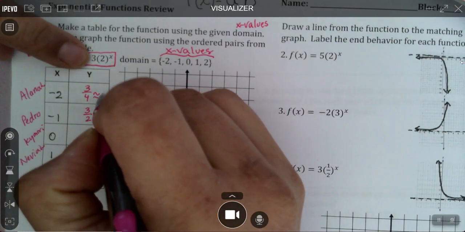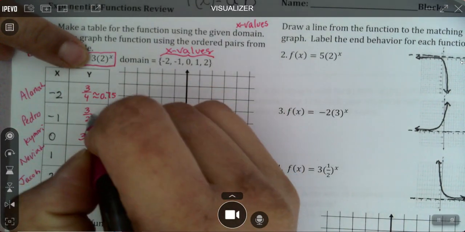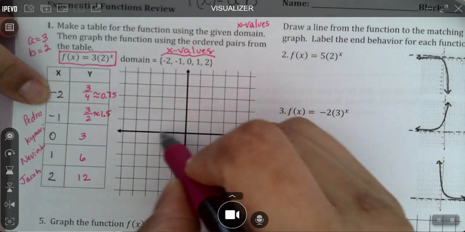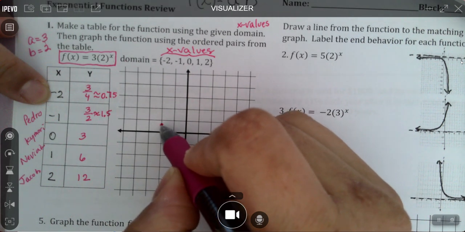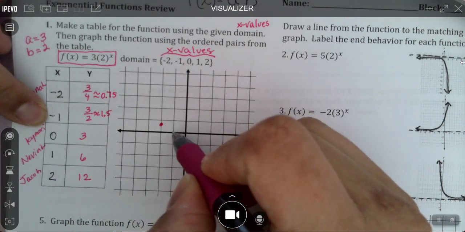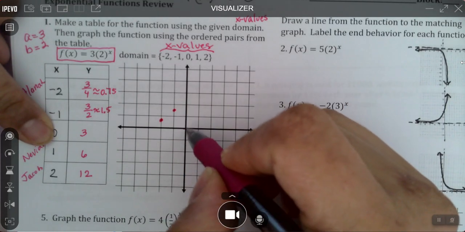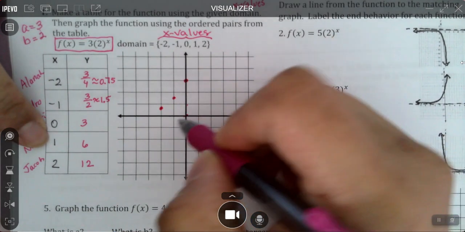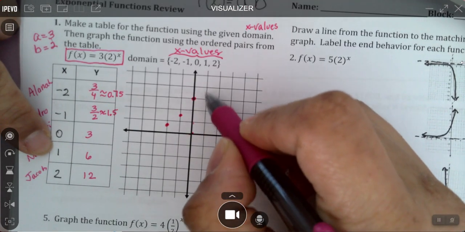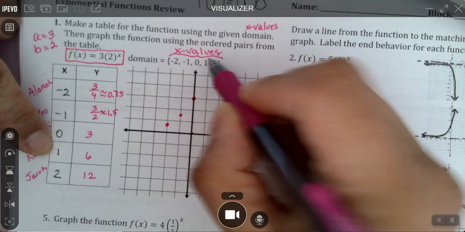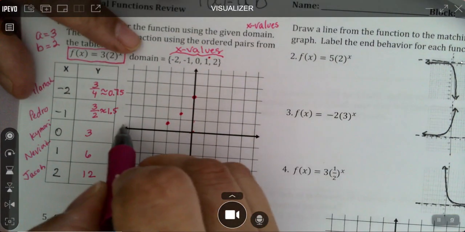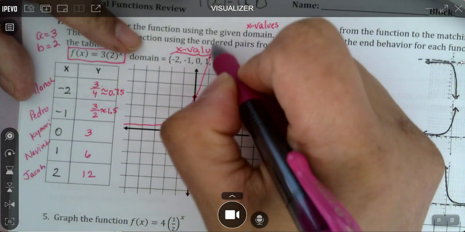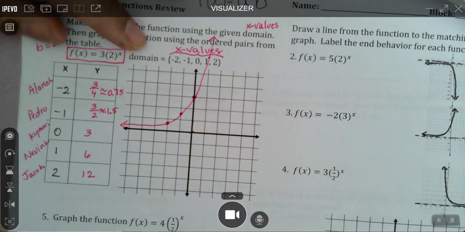3/4 is what? About 0.75? And 3/2 is about 1.5? Okay, so at negative 2, 0.75, so somewhere there. At negative 1, 1.5. At 0, 3. At 1, 6. Oop, and now we're off scale. Are we clear? So, is this growth or decay? It is growth.